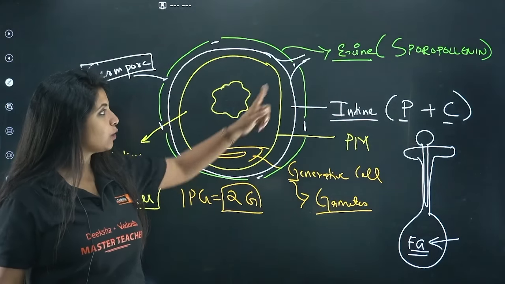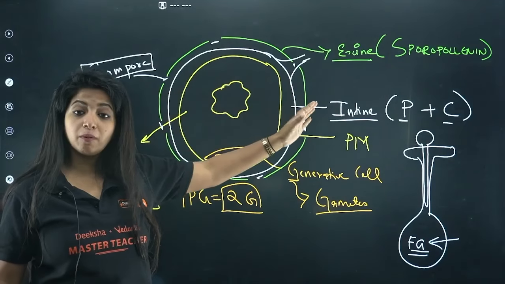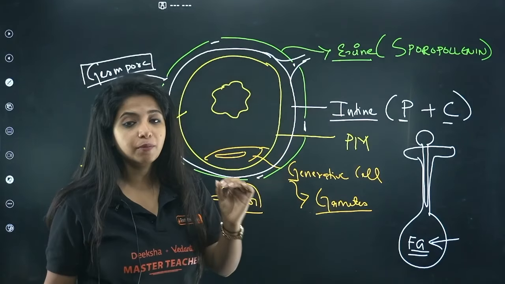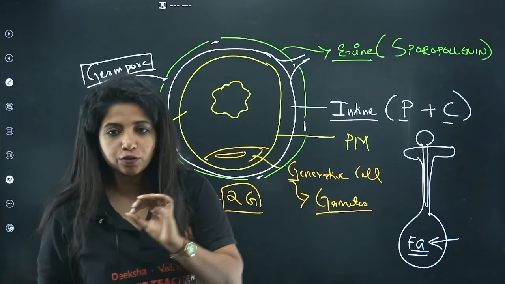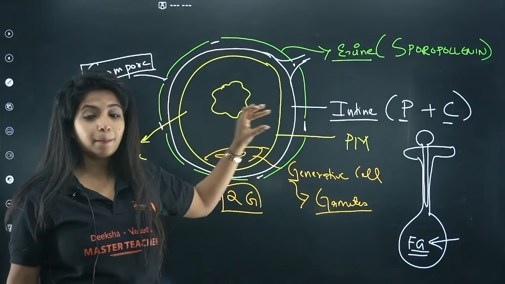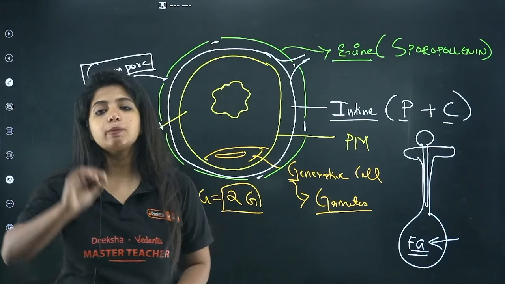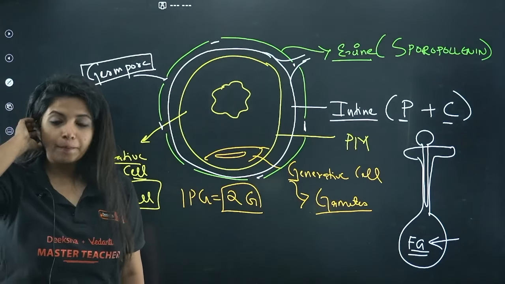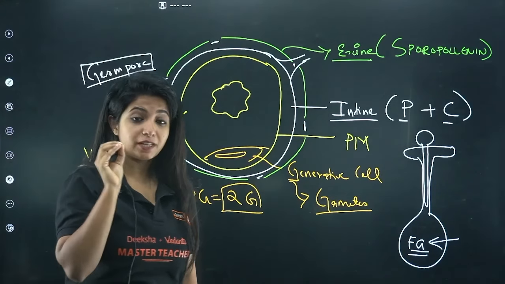Okay. And now if you talk about plasma membrane, apart from plasma membrane, you have intine layer, which is made up of pectin as well as cellulose. That is continuous in nature. Exine is discontinuous because in some places you do not have sporopollen, and these places are known as what? Germ pore. And sporopollen is the toughest resistant material out there.